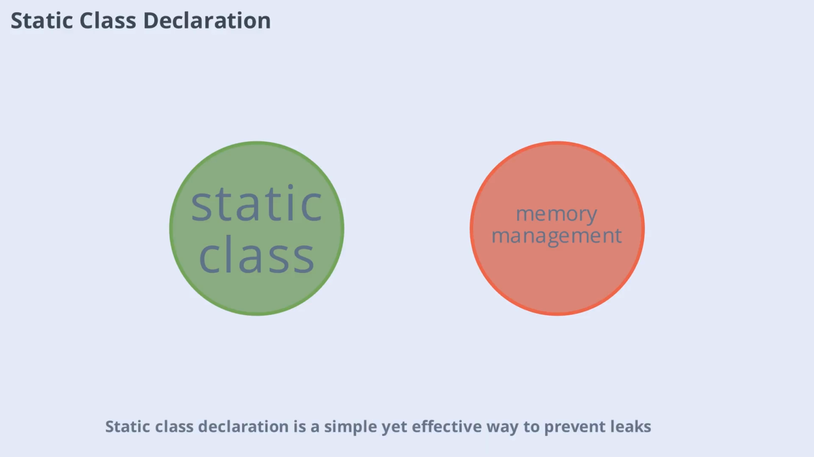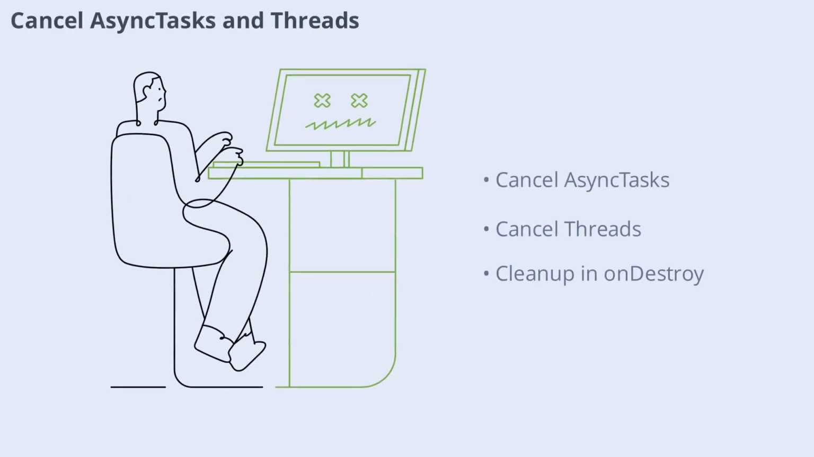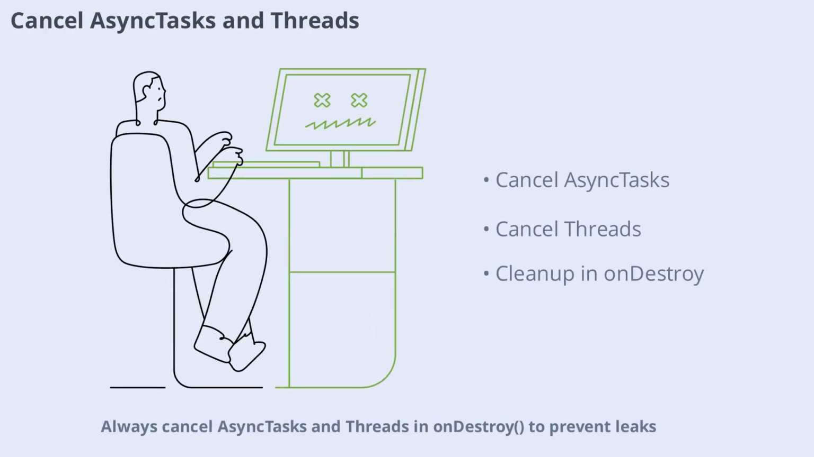Static class declaration is a simple yet effective way to prevent leaks. Always cancel async tasks and threads in onDestroy to prevent leaks. These background tasks can continue running even after the activity is destroyed, holding onto references and preventing garbage collection. Proper cleanup ensures efficient memory usage.